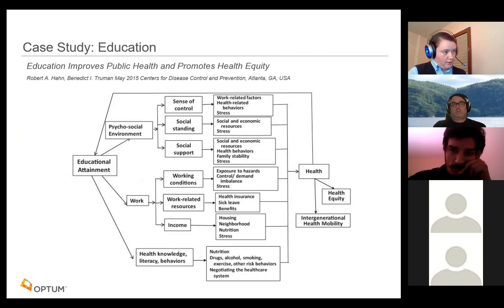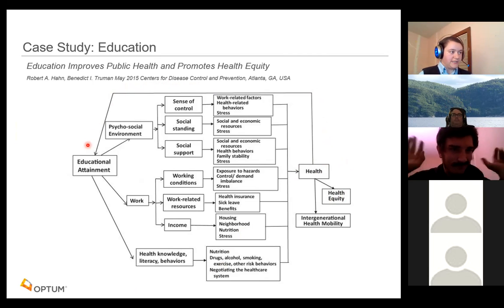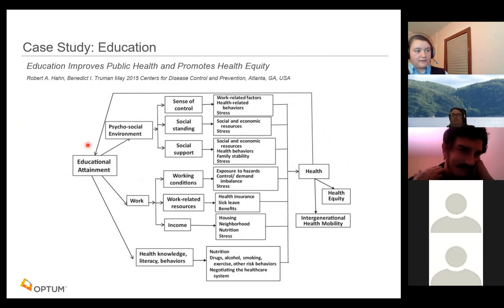And then the last one is health knowledge, literacy, and behaviors. So this impacts nutrition, drugs, alcohol, smoking, exercise, and other risk behaviors, and negotiating and navigating the healthcare system, which is not easy. Complex diagram shows that all of these variables impact an individual's health. What's interesting is then your health directly impacts your educational attainment, and as a result creates intergenerational health mobility.